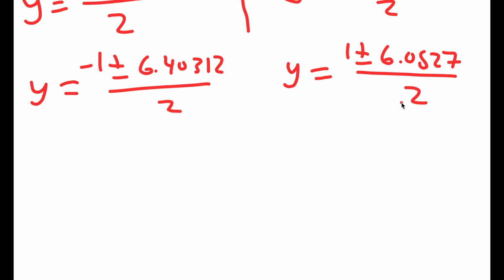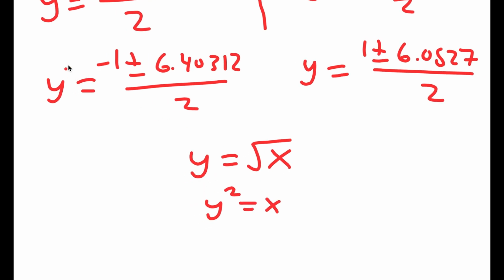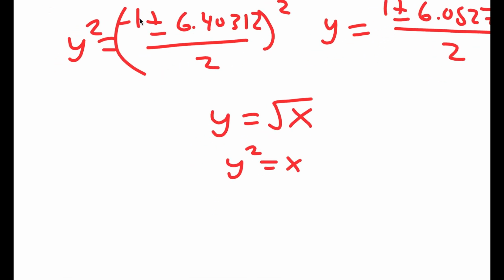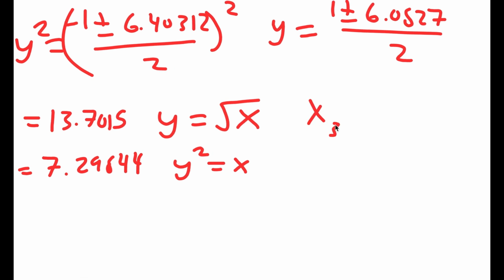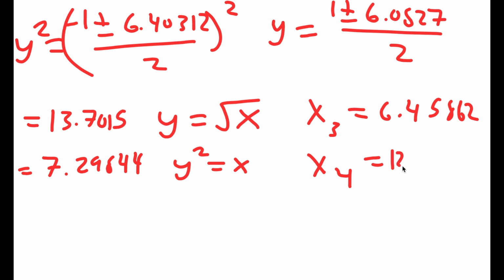So now from here, remember how y is equal to the square root of x. So this means that y squared is equal to x. If I square both sides, for both (negative 1 plus 6.40312) over 2 and (negative 1 minus 6.40312) over 2, I get x1 is equal to 13.7015, and x2 is equal to 7.29844. And for my right-hand side, I get x3 is equal to 6.45862, and x4 is equal to 12.54138.